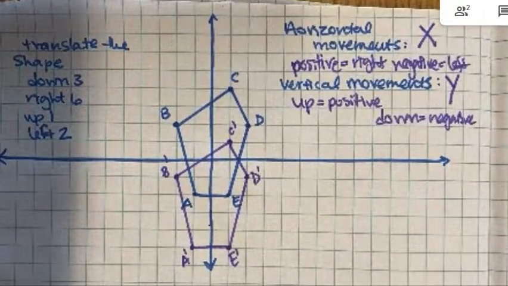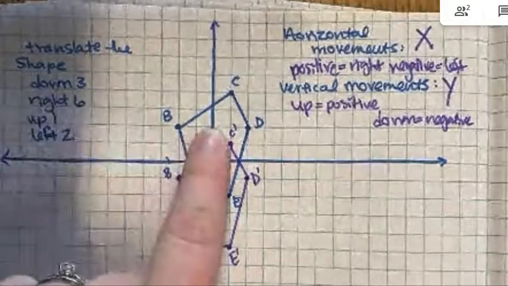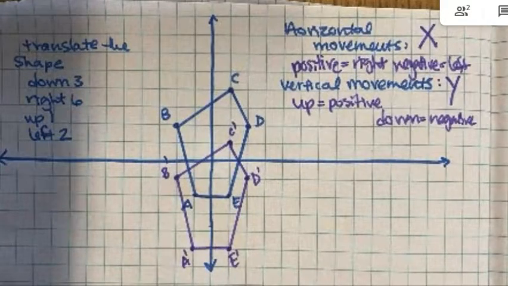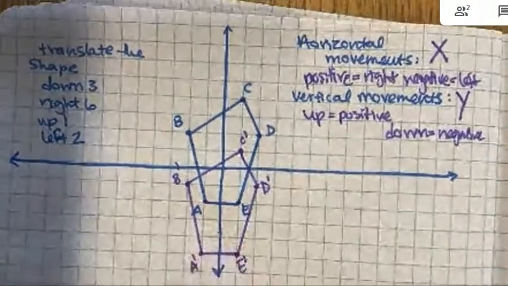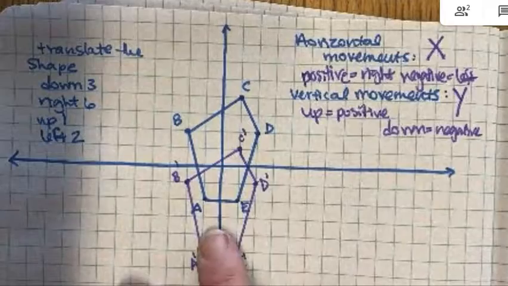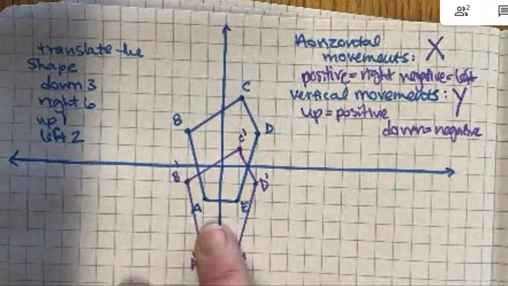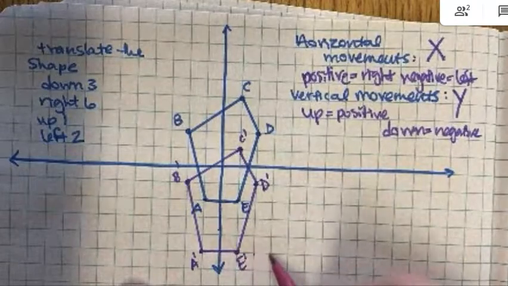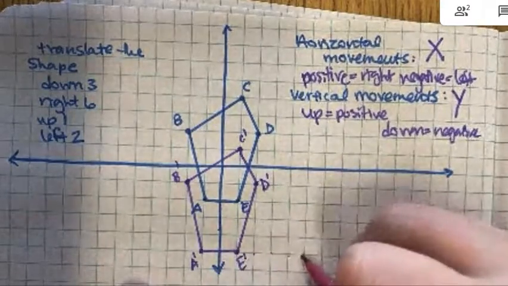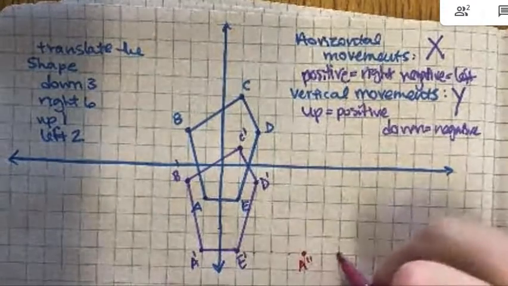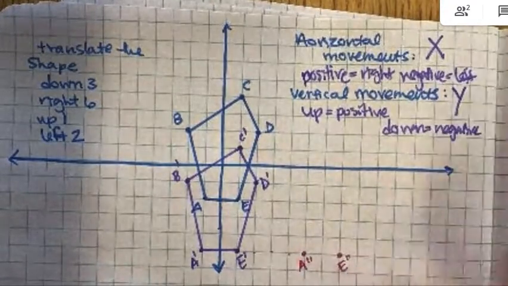Now we can make another translation. What if I were to move this shape? Let's move this purple shape to the right 6. So that means this A prime, B prime, C prime, D prime shape is going to move to the right 6 units. That means I'm moving positively with our X values. So A becomes 1, 2, 3, 4, 5, 6, moves here to A double prime. E does the same thing, E double prime.